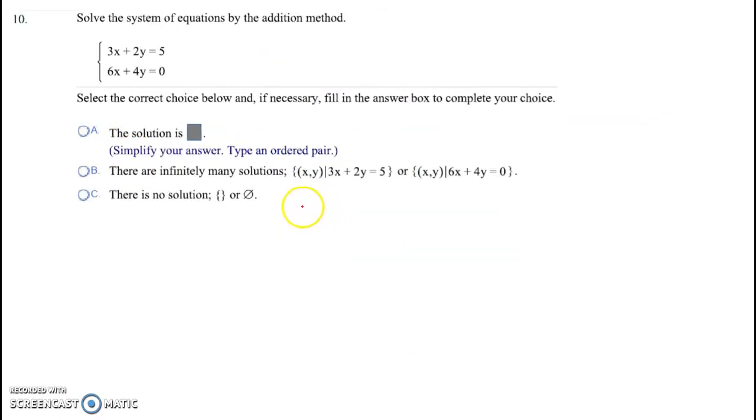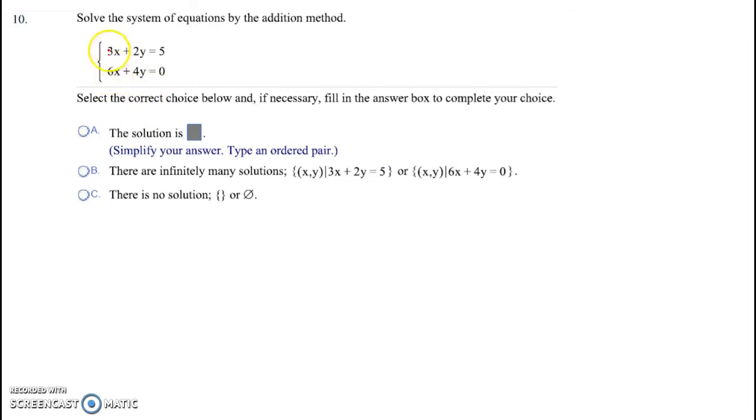All right, number 10 says, solve the system of equations by the addition method. Once again here, if you were trying to use substitution, you'd wind up with fractions. Let's not use any fractions. We don't want to deal with that. So I'm looking for coefficients on the y term or the x term that are the same but opposite. And I don't have that.